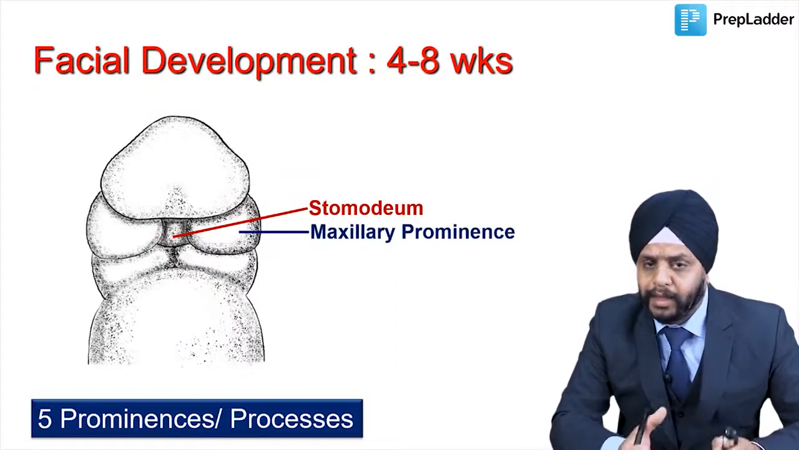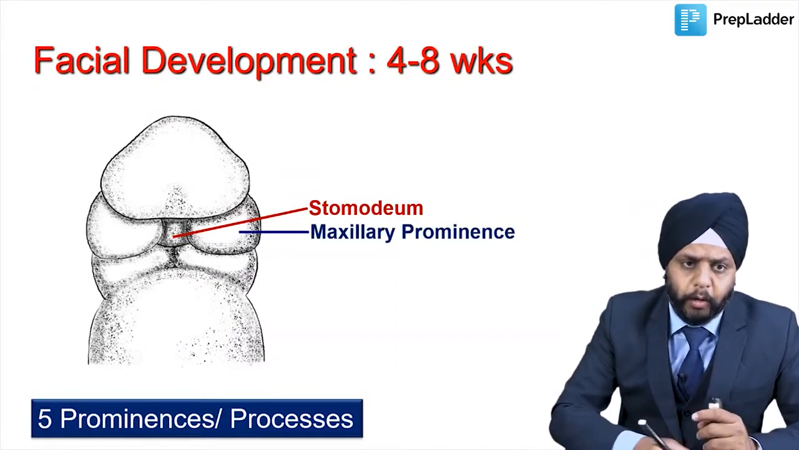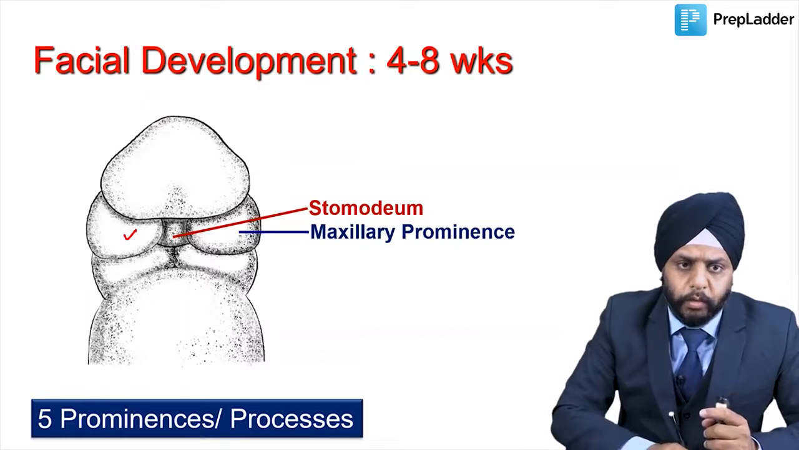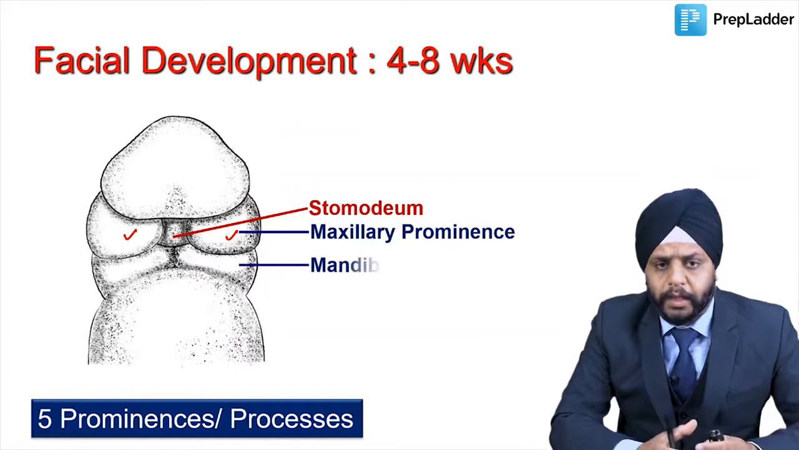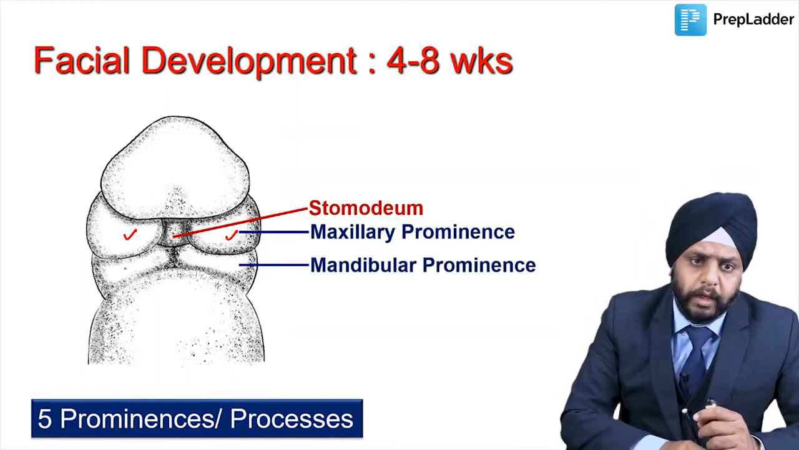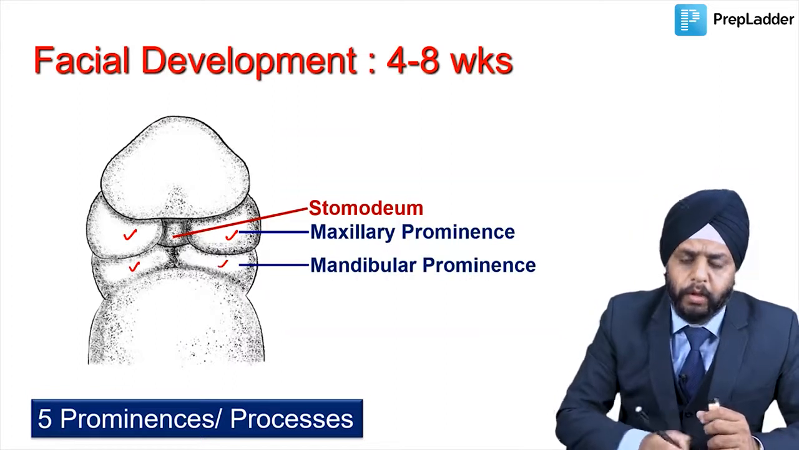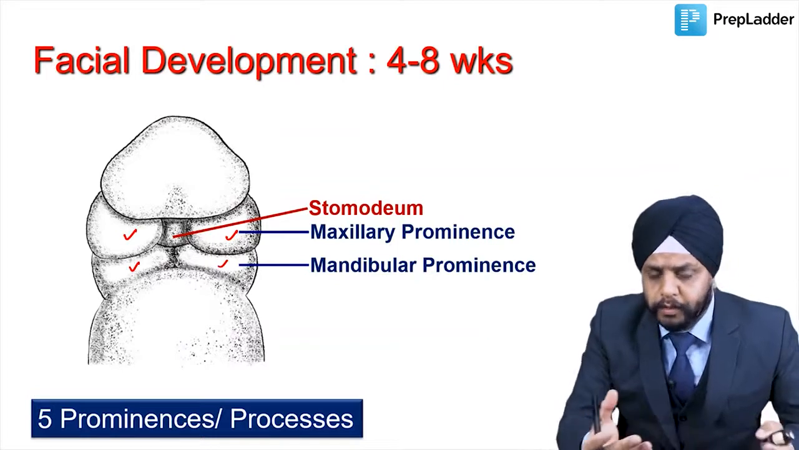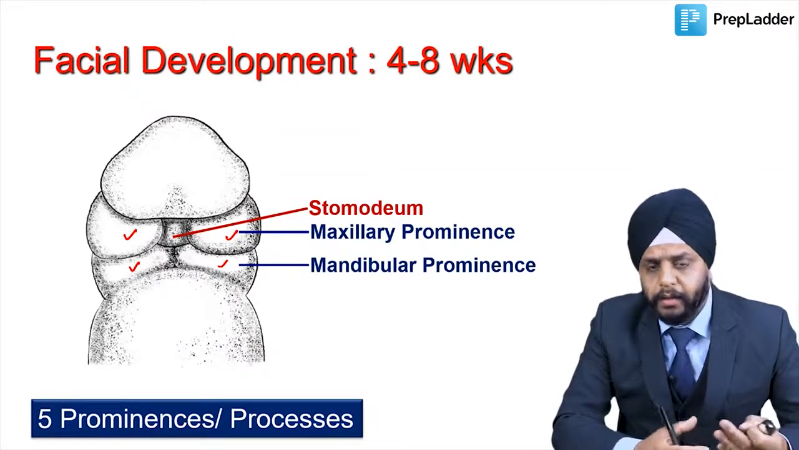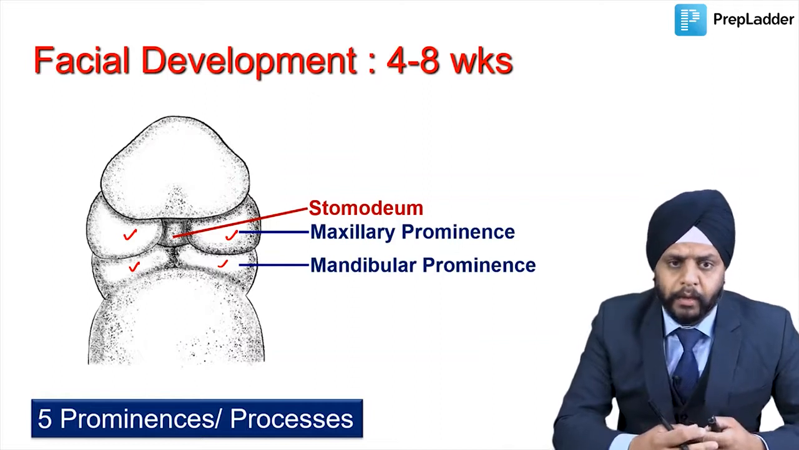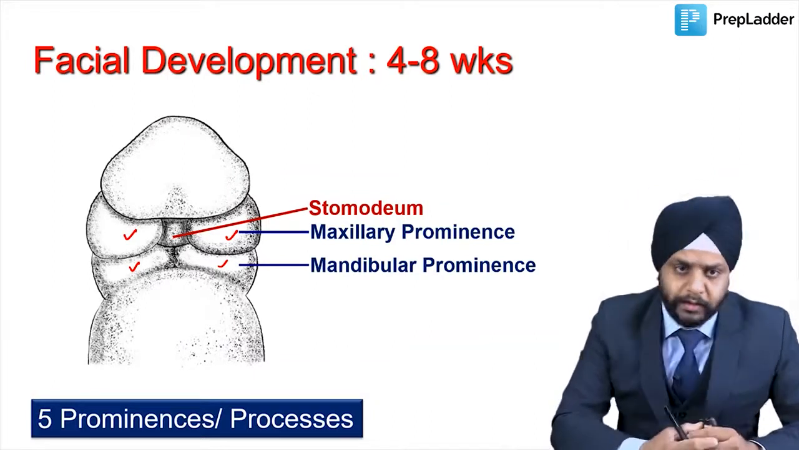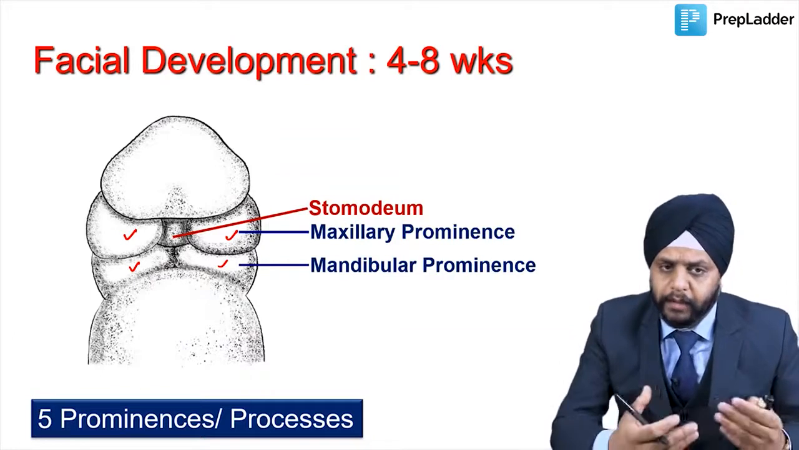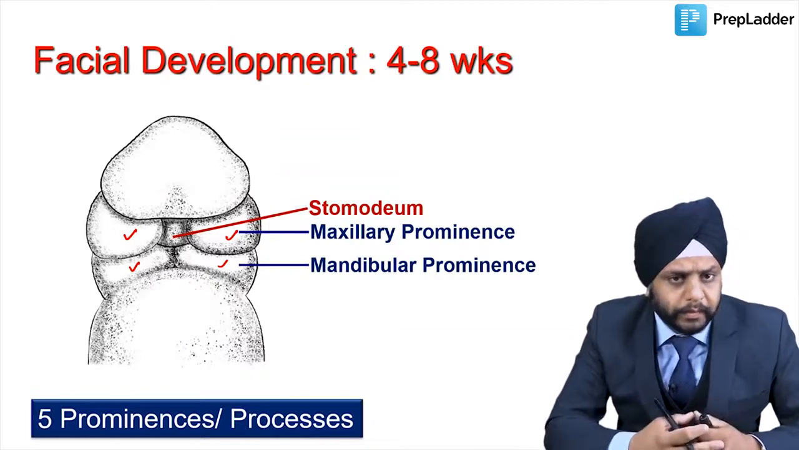Number 1 is the maxillary prominence. So it's a paired prominence, one on each side. You can see that's the maxillary prominence. Similarly, we have the mandibular prominence, that is also a paired prominence, one on each side, which forms the first arch. Okay, remember the mandibular arch is the first arch, and maxillary prominence is sometimes considered to be part of first arch. Okay, below that we have the second, third, fourth and sixth arch.